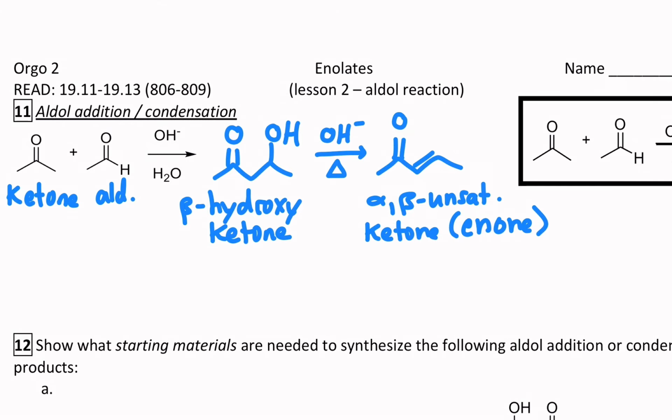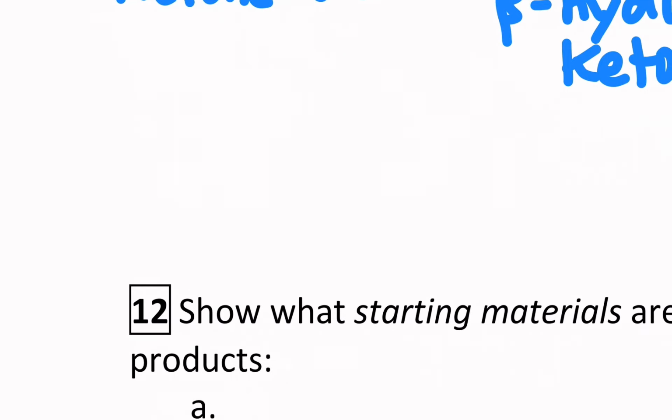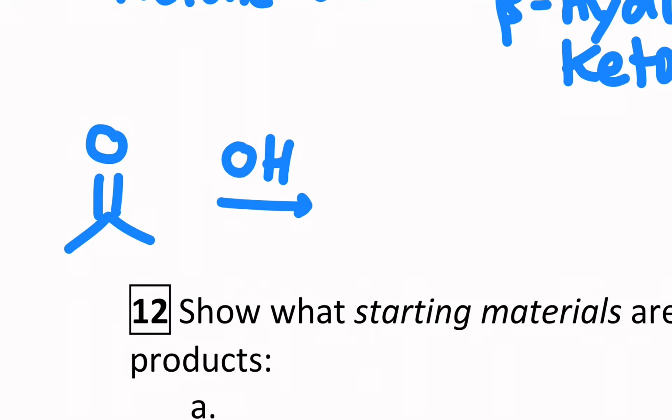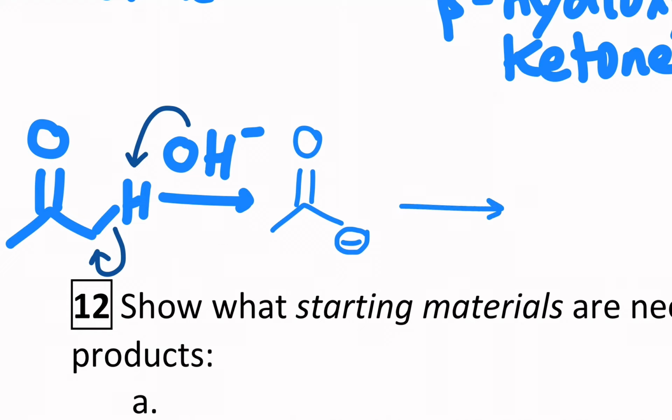All right, let's draw the mechanism for how this works. Let's start with the ketone. And in the presence of base, the ketone is going to lose a hydrogen from the alpha position, and you get an enolate. And that enolate is a nucleophile. This is an enolate. That's what we learned about in the previous lesson.